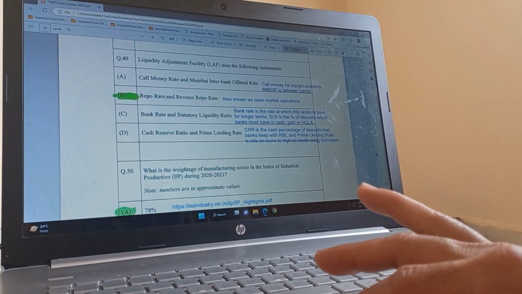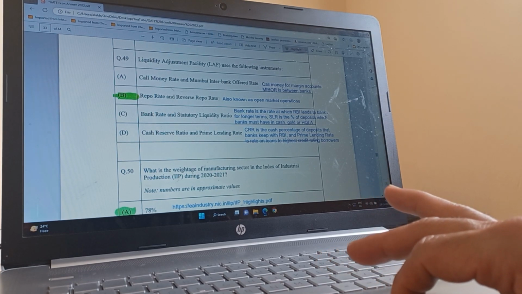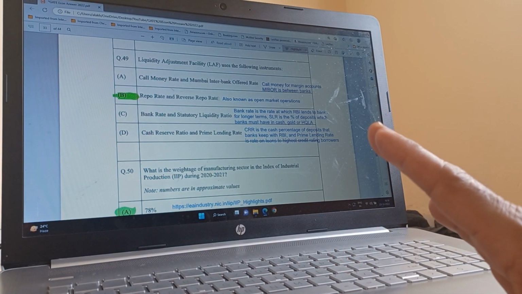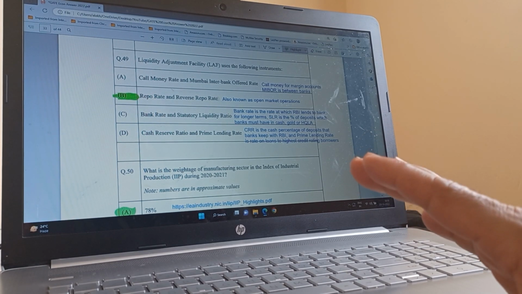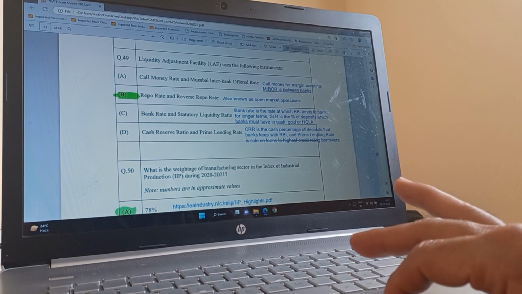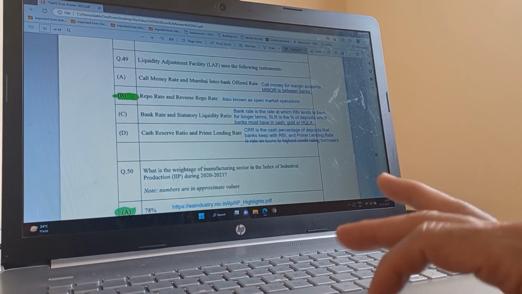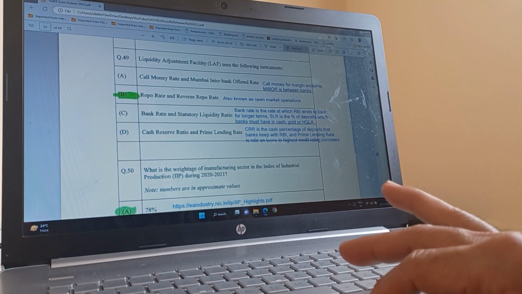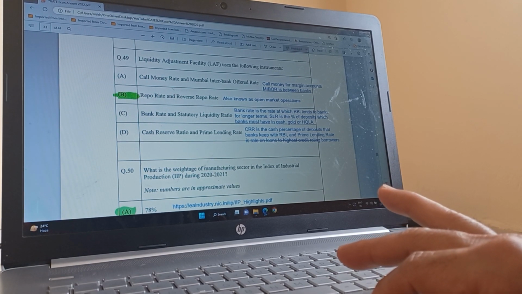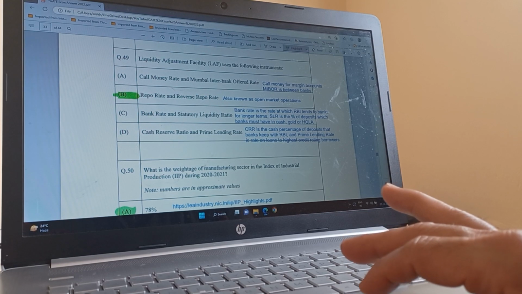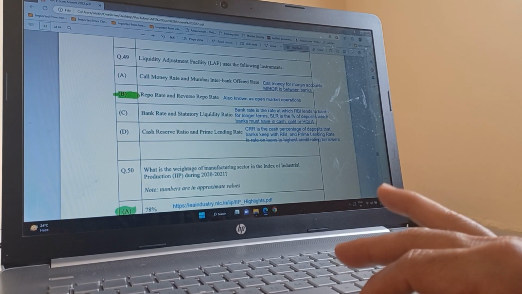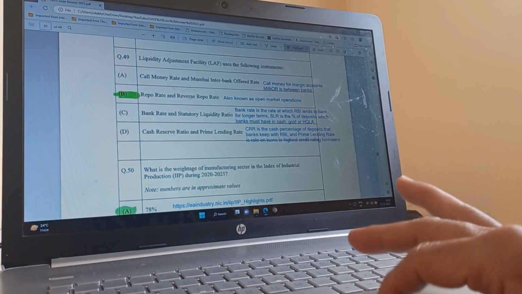So B is the correct choice because it talks about repo rate and reverse repo rate, which is the activity of RBI or any central bank. So this is also known as open market operations. That increases or decreases liquidity, meaning liquidity adjustment facility. I already told you how liquidity is decreased or increased in the economy by these open market operations.